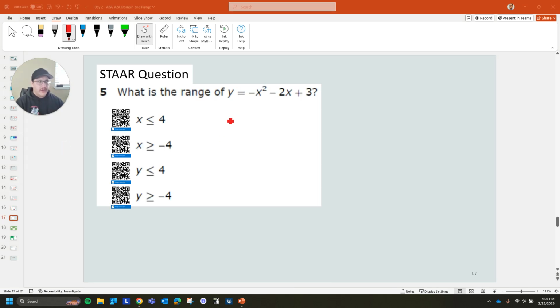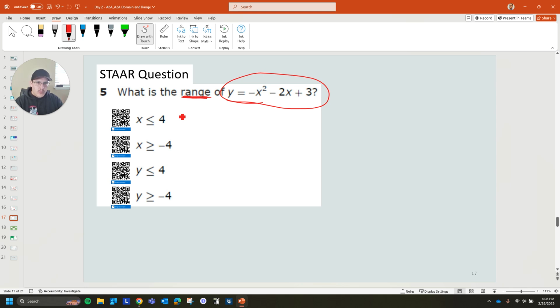Okay, for this next question, we have just an equation. What is the range of y equals negative x squared minus 2x plus 3? So, this one's going to be a little bit trickier because we need to know what this looks like. However, we can eliminate 2 of these answers. If you would like, go ahead, pause the video, try this problem on your own before I give you all the answers, but I'm going to continue on either way.